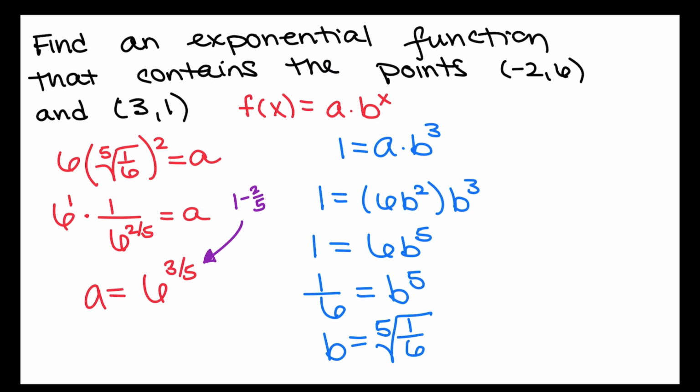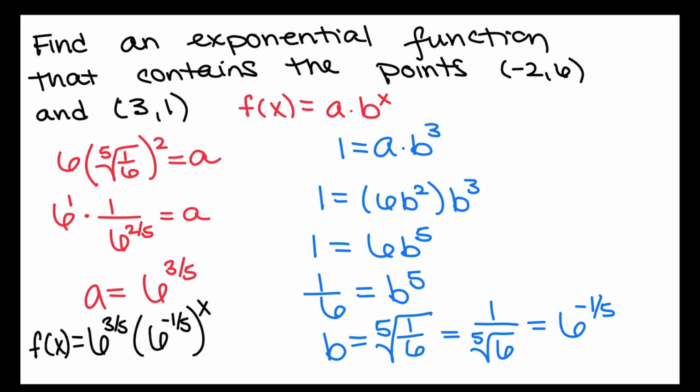But now we can write our exponential function. I'm going to change the b. I'm going to make that look a little bit nicer. b, we said earlier, fifth root of 1/6 is 1 over fifth root of 6. So we can write that as 1 over 6 to the 1/5, or 6 to the negative 1/5. So plugging that into my exponential function, f of x is a, so 6 to the 3/5, times b, 6 to the negative 1/5, raised to the x. And there's my exponential function.